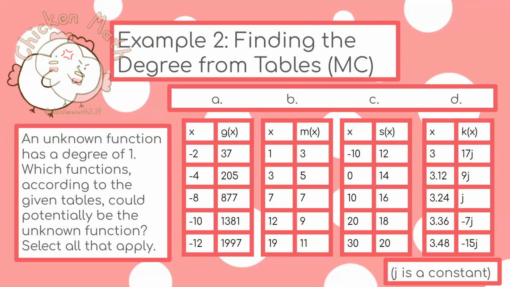All right, next we have example 2, which is a multiple choice question, and we're going to be looking at the degrees of these tables. An unknown function has a degree of 1. Which functions, according to the given tables, could potentially be the unknown function? Select all that apply. So we're going to be looking for those first differences, and we're going to be wanting those first differences to be constant. That's how you get a degree of 1. So we're going to look at the tables one at a time.